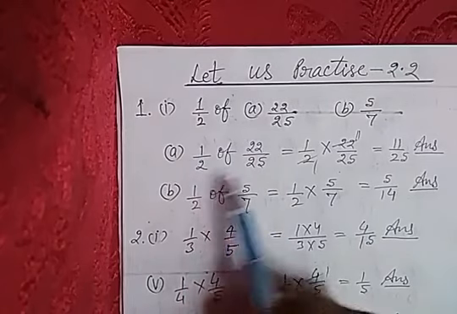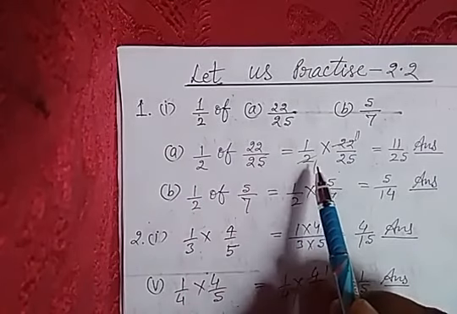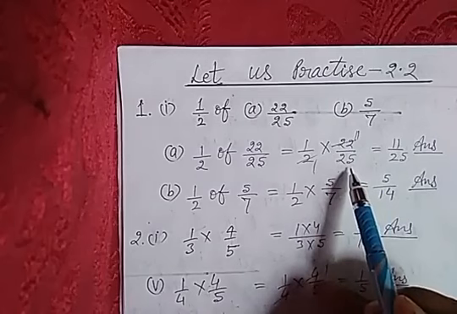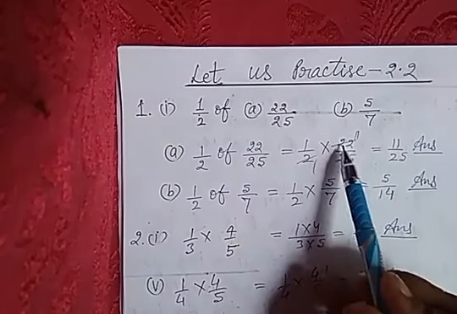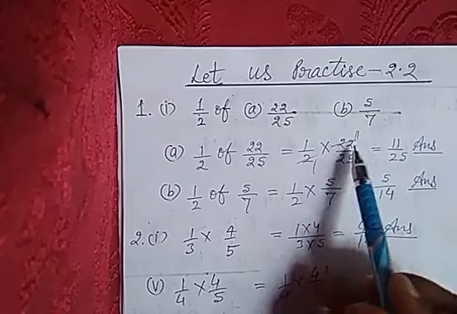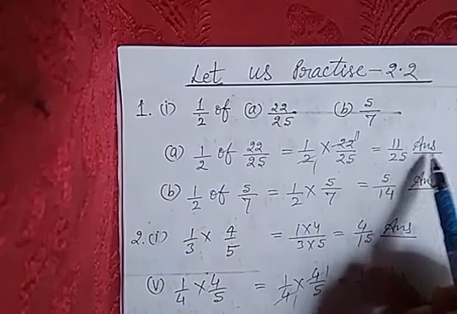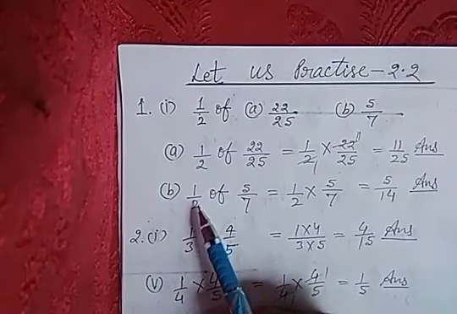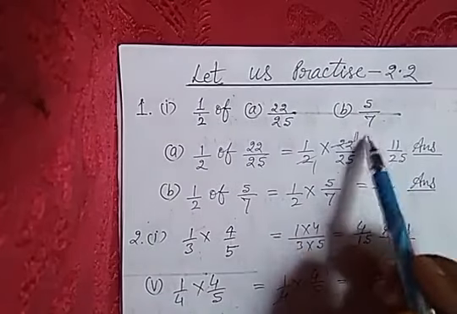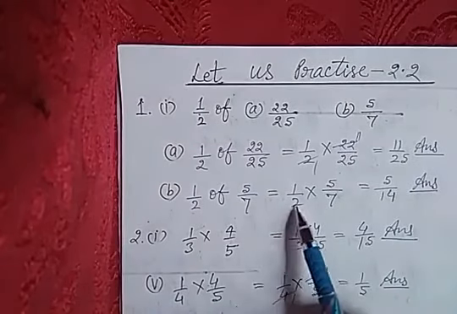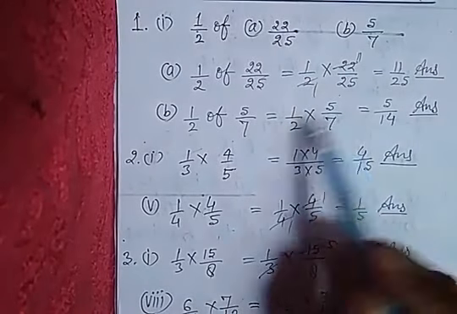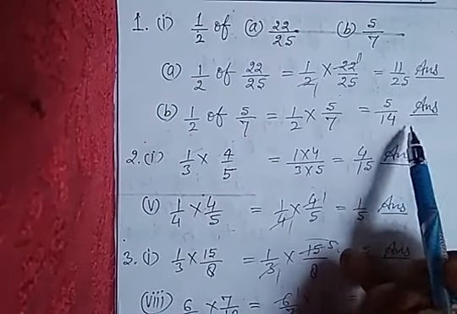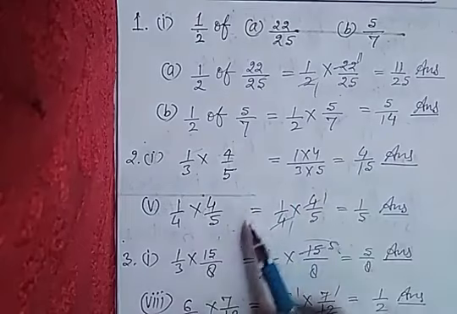A part, 1/2 of 22/25 is equal to 1/2 × 22/25. Dividing by 2, we get 1 and 11, so 11/25. This is the answer. Now B part, 1/2 of 5/7. This one is equal to 1/2 × 5/7 = 5/14. This is the answer.